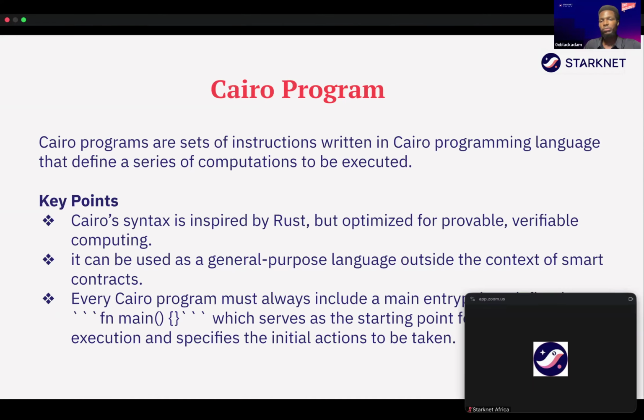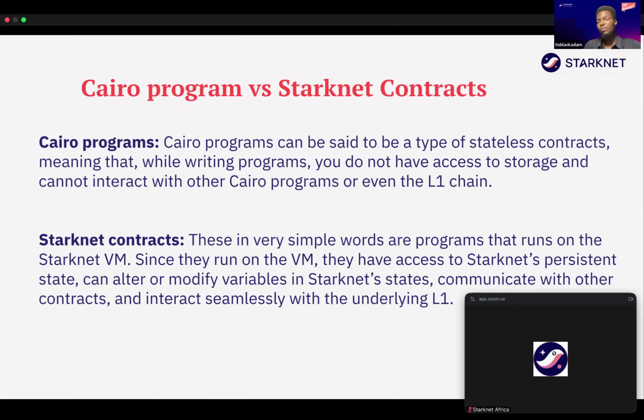So a Cairo program is a set of instructions written in the Cairo programming language. All right, I will just go through all this. So we have Cairo programs and we have Starknet contracts. Cairo programs are just programs that do not have access to the state, in the sense that when we talk about contracts, we talk about having access to the state, to the chain, to the L1 environment or L2 environment, whichever the chain is.